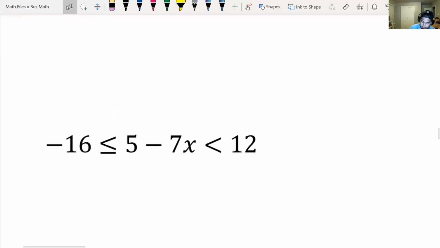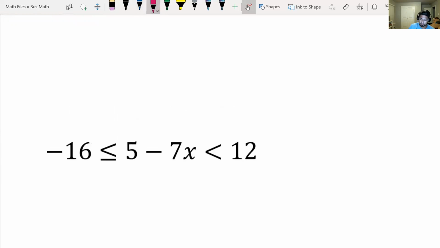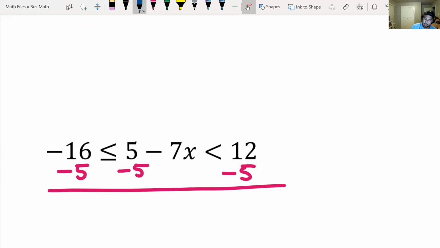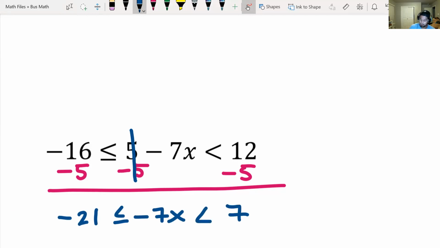So the first thing to move is going to be that 5. Since it's a double inequality, we have to subtract 5 on all 3 parts. So we're going to say minus 5, minus 5, minus 5. And of course, those 5s are gone. And then negative 16 minus 5 is a negative 21. Less than or equal to negative 7x less than 7.